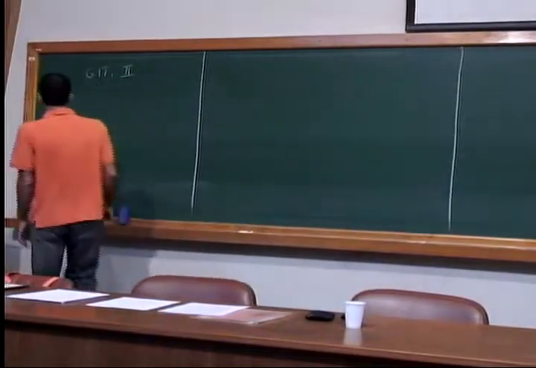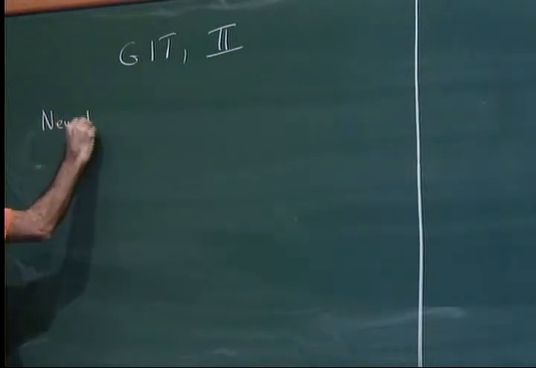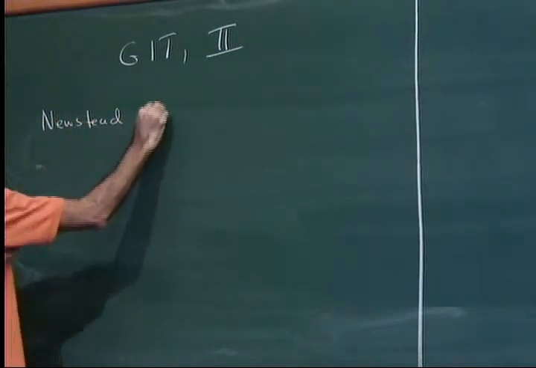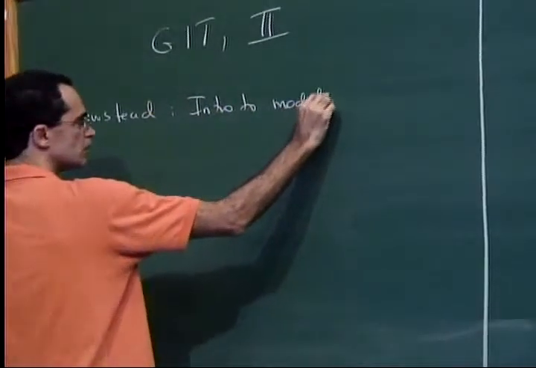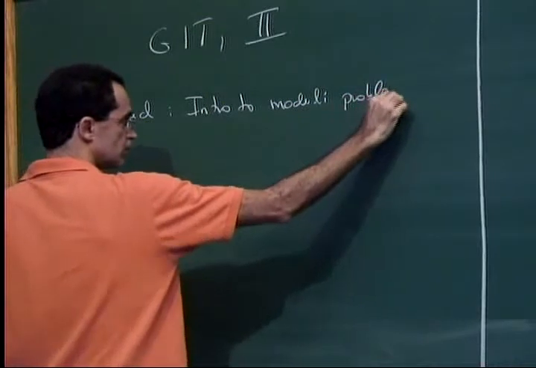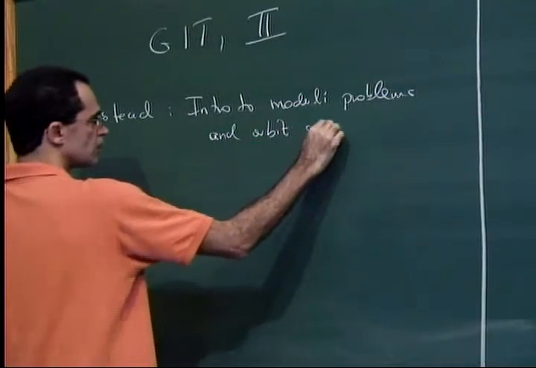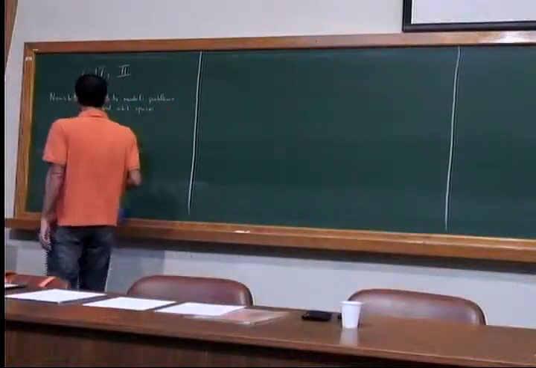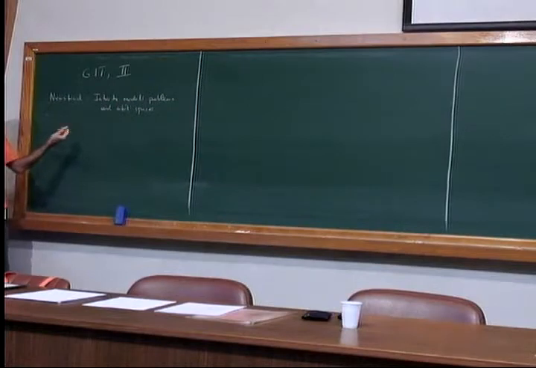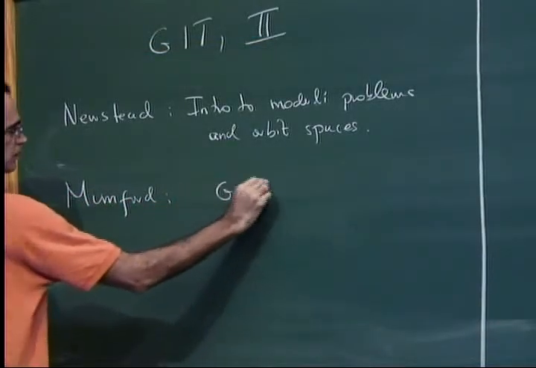If you want to view something that works in all characteristics, you can go to the book of Newstead, which is Introduction to Moduli Problems and Orbit Spaces. Okay, it's a set of notes published by Tata. If you want to see the full thing, you should go to Mumford, GIT.